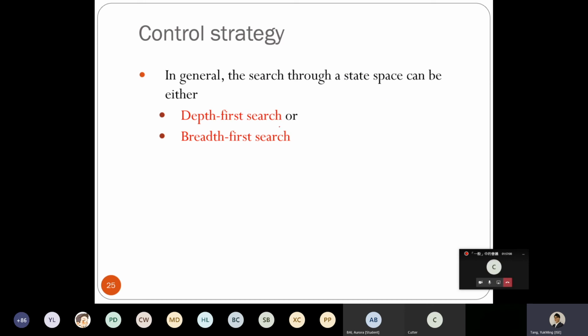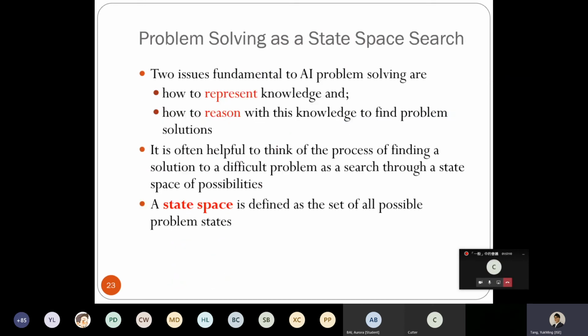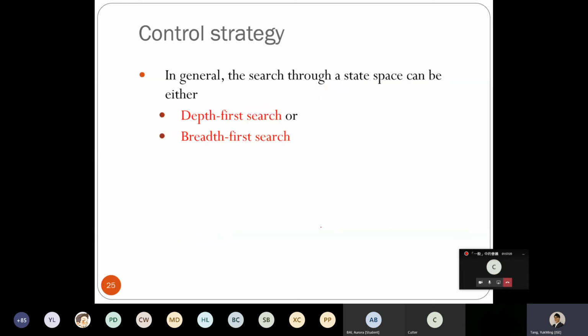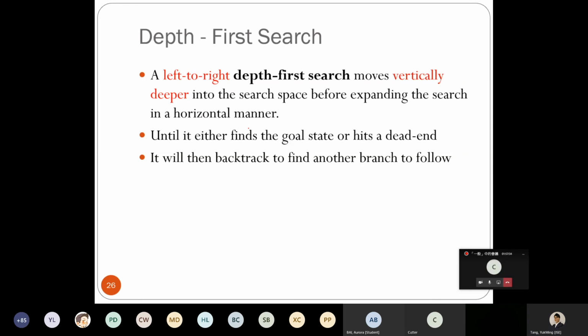As just mentioned, we have the state space representation. We're using the brackets x and y to represent the amount of water in bottle 1 and the amount of water in bottle 2. Then we need a control strategy to solve this problem. We have two different approaches. One is called the depth first search approach. Another one is the breadth first search approach.